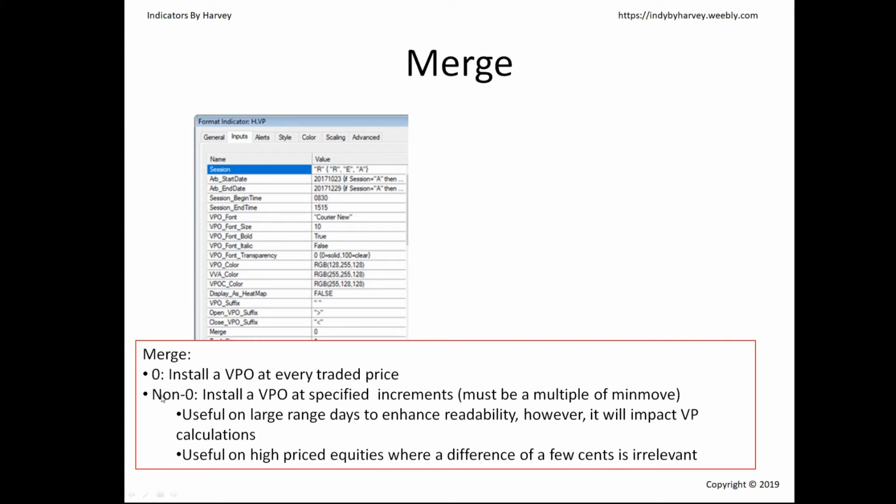Changing merge to a non-zero value is useful on large range days to enhance the readability of the output of the VPOs, but it will impact the VP calculations. And I think if you trade high-priced equities, you'll find that a merge of not greater than 0.01, which is a typical min move for equities, might have value for you. Let's take a look.